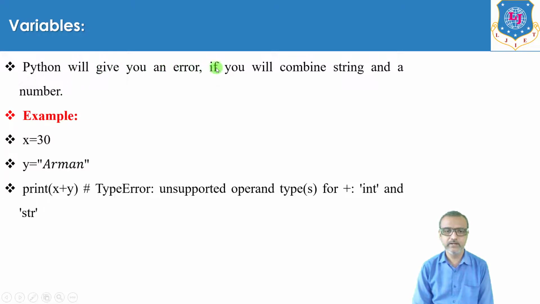Python will give you an error if you combine a string and a number. For example, I have taken the number x equals 30, then the string y equals "Arman", and if I write print of x plus y, it will give me the error, that is TypeError: unsupported operand type(s) for +: 'int' and 'str'.